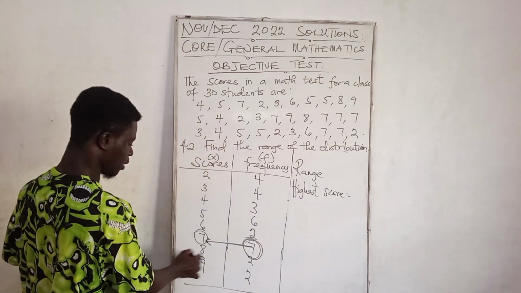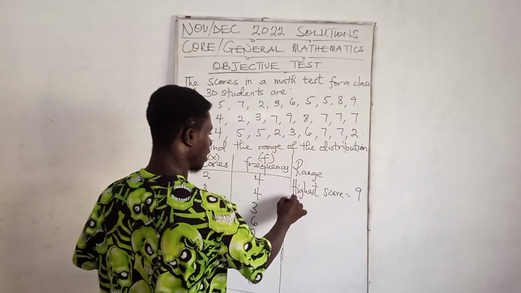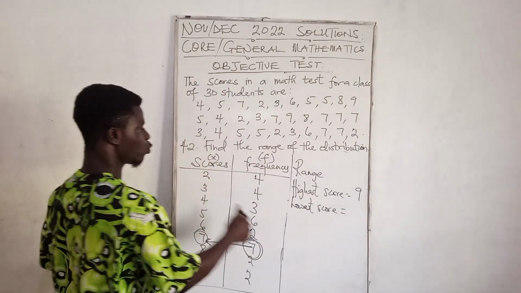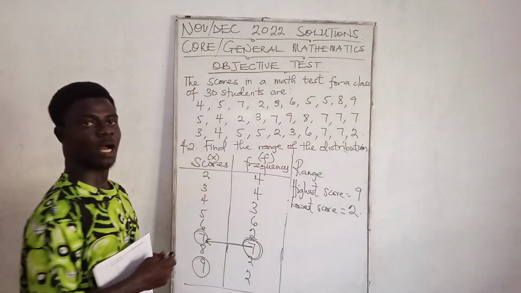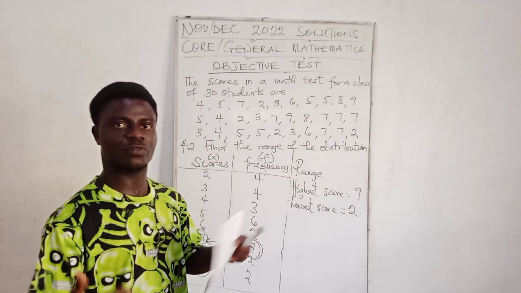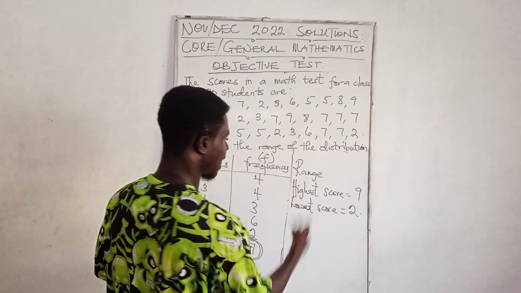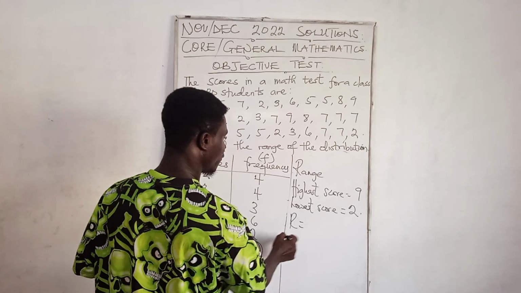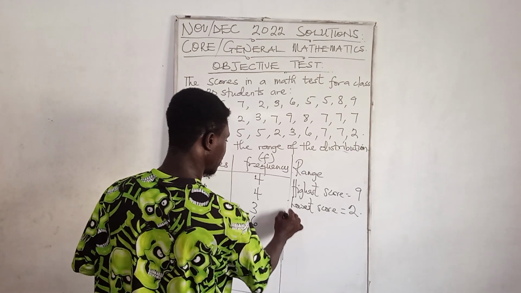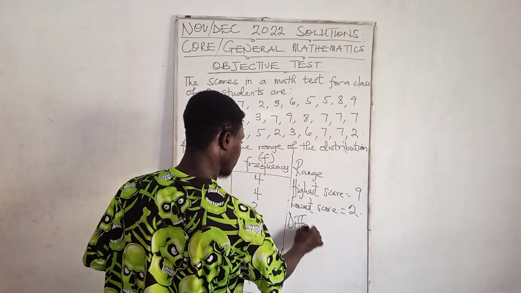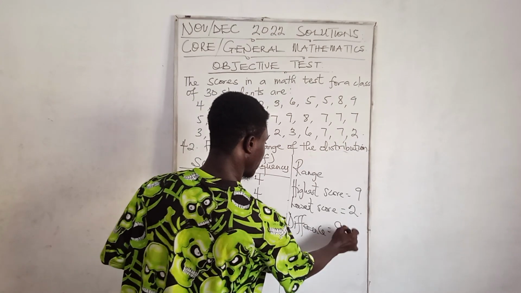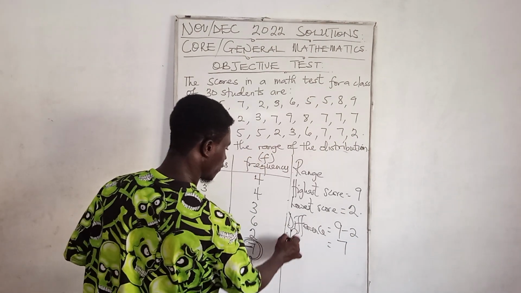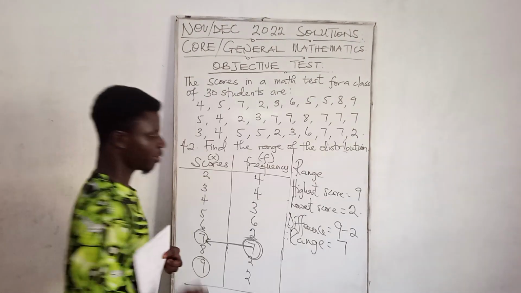And our highest score is what? 9. And our lowest score is 2. So now how do we find the range? We just find the difference between the highest score and the lowest score. So our range must be equal to the difference. So I have to find the difference, which is 9 minus 2, and our difference is 7. So therefore the range is 7.